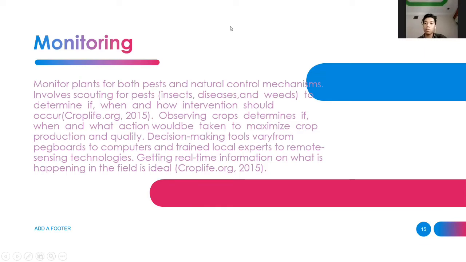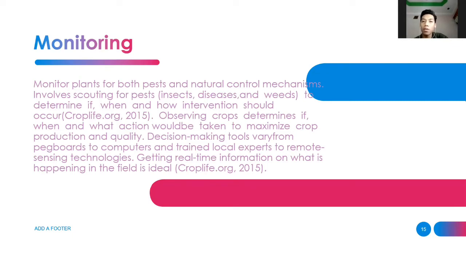Okay, next is monitoring pests and diseases. Monitoring plants for both pests and natural control mechanisms involves scouting for pests, insects, diseases, and weeds to determine if, when, and how intervention should occur. Observing crops determines if, when, and what action should be taken to maximize crop production and quality.